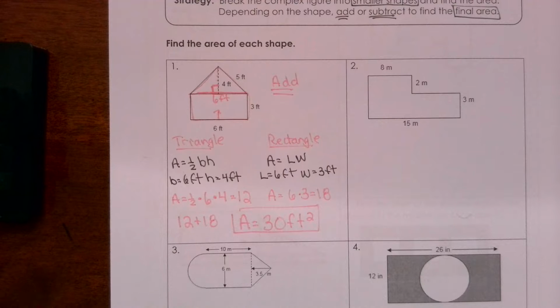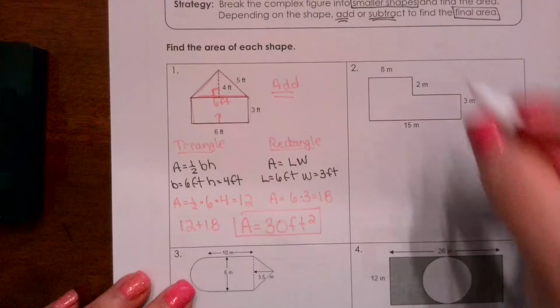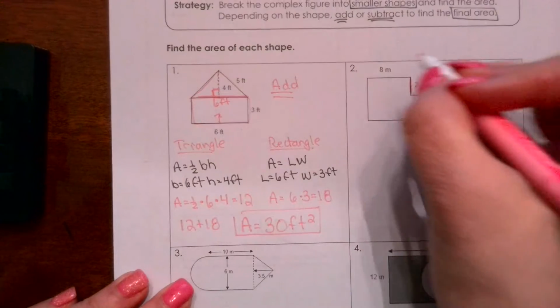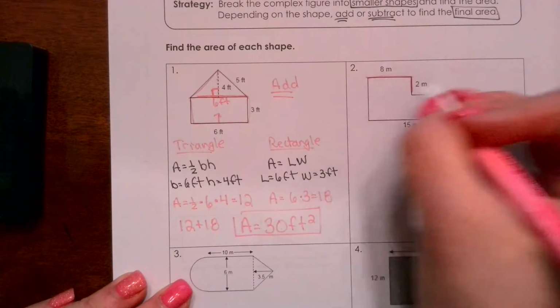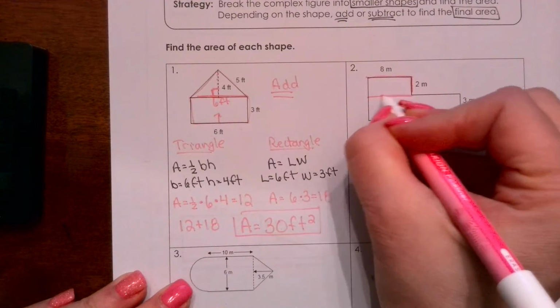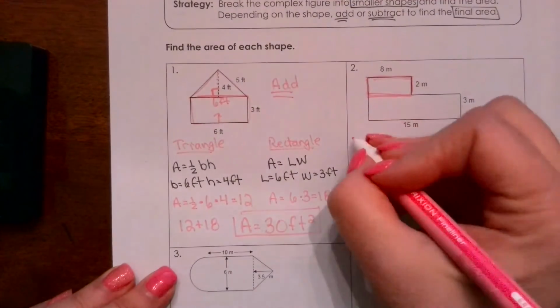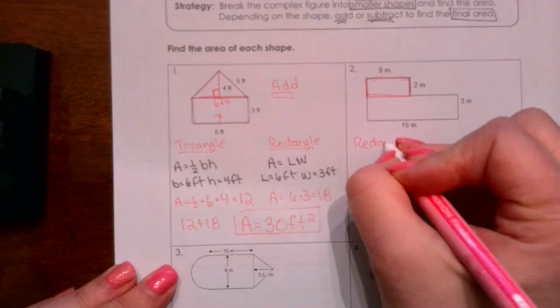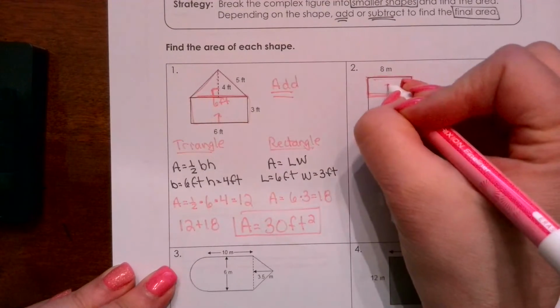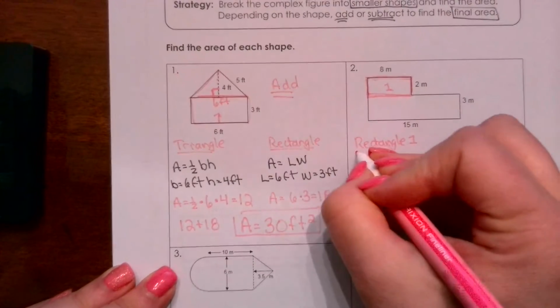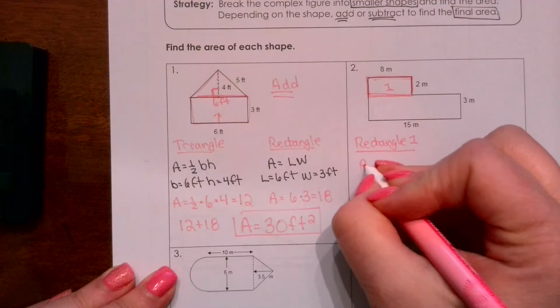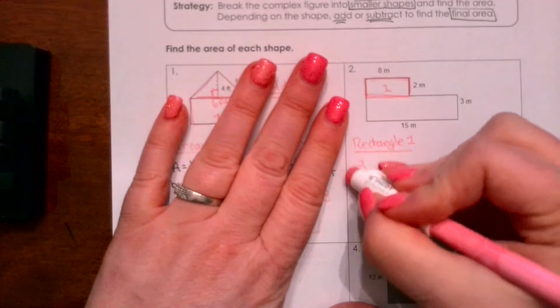Okay, let's take a look at number 2. And, well, I see rectangles. And I'm going to try to make this as simple as possible in terms of my measurement. And I see this line here and this line here can break off to form this rectangle. So I have rectangle number 1. And I know the area is going to equal length times width.